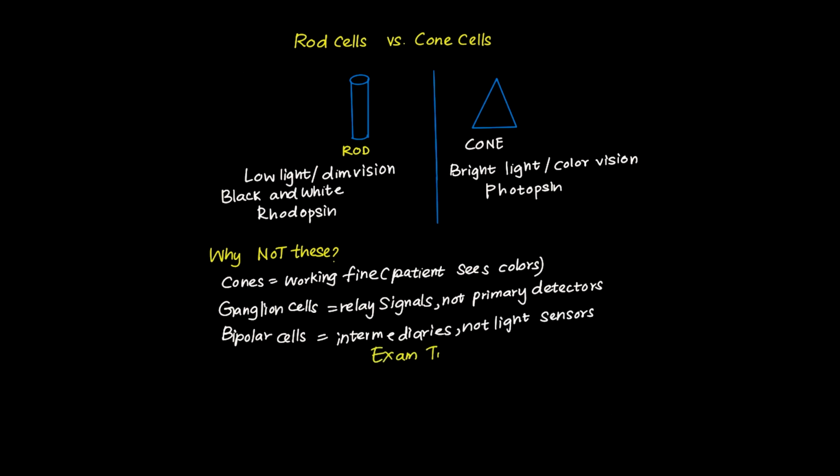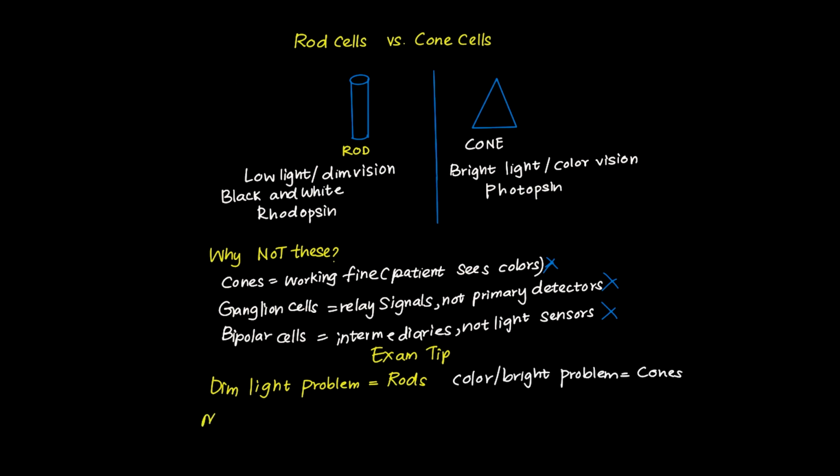Here's a WGU D312 OA exam tip for you. Dim light problems equal rod cells. Bright light and colour problems equal cone cells. If a patient can see colours but not in the dark, rods are the issue. Quick hook. Rods equal dim room vision. Cones equal colour vision.